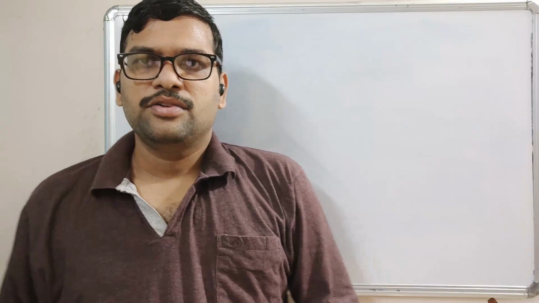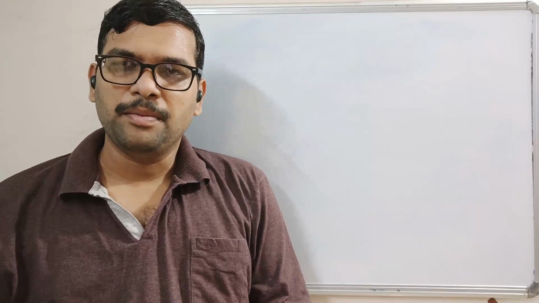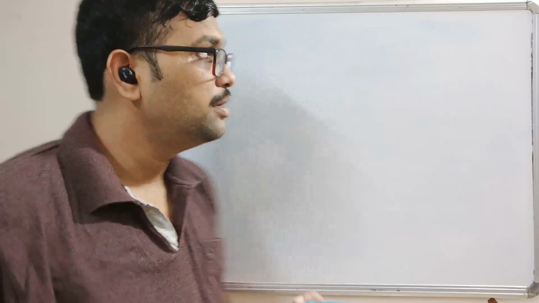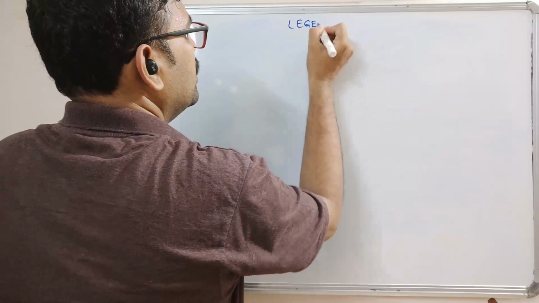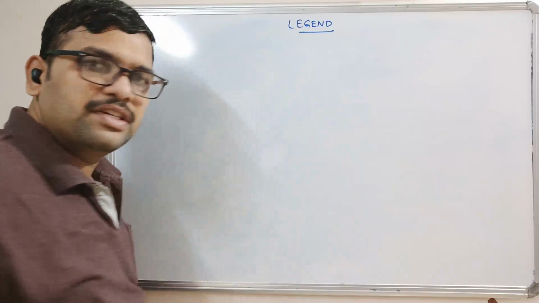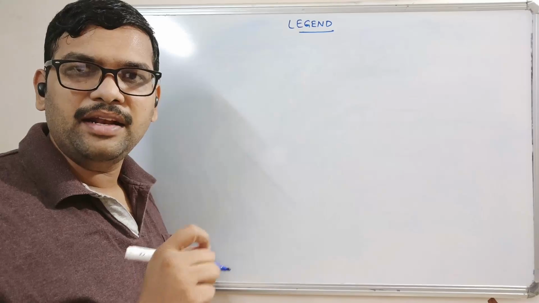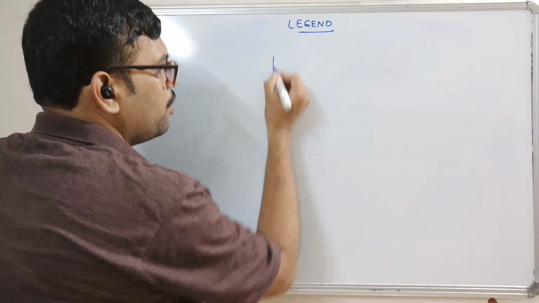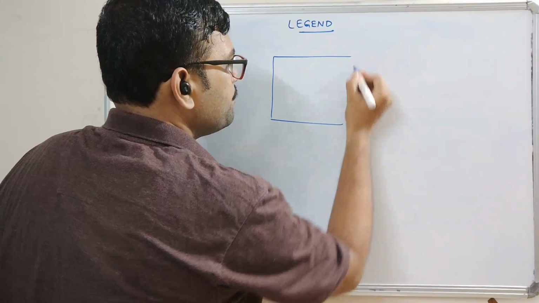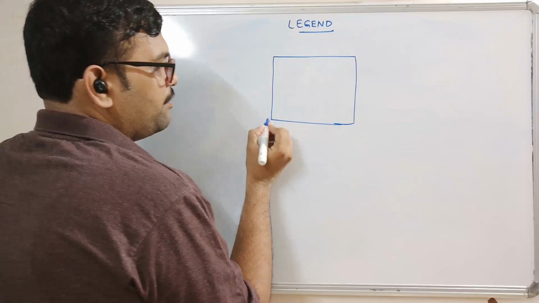So in today's session we'll discuss one more concept in the Matplotlib library, that is the legend function. This legend function is used to describe the functionality of a line if you plot multiple lines in a graph. For example, if you draw multiple lines in a graph, let this be the graph.